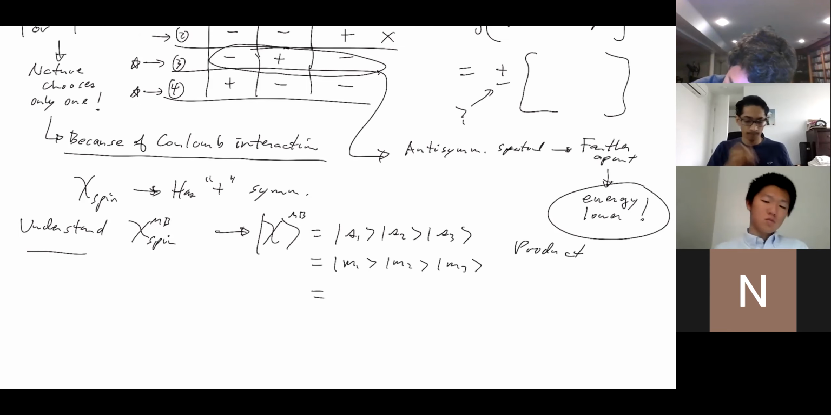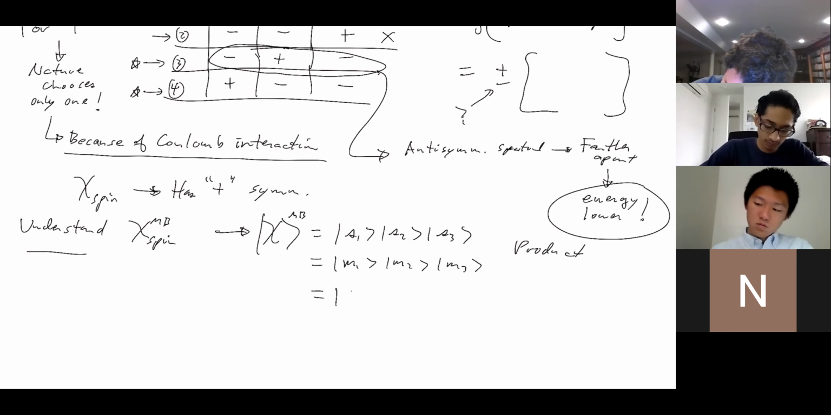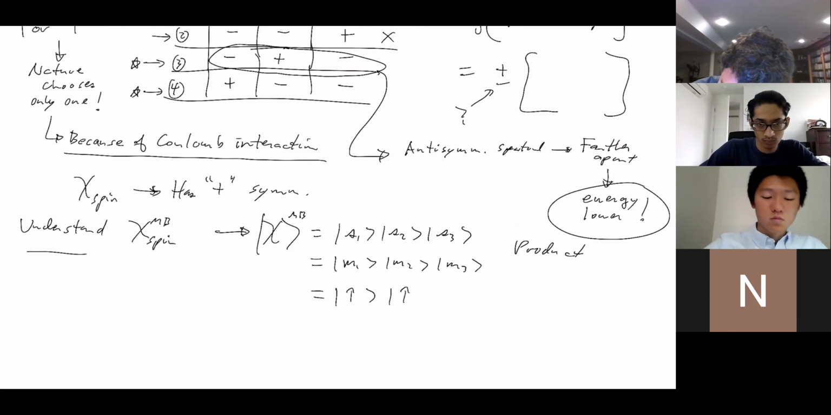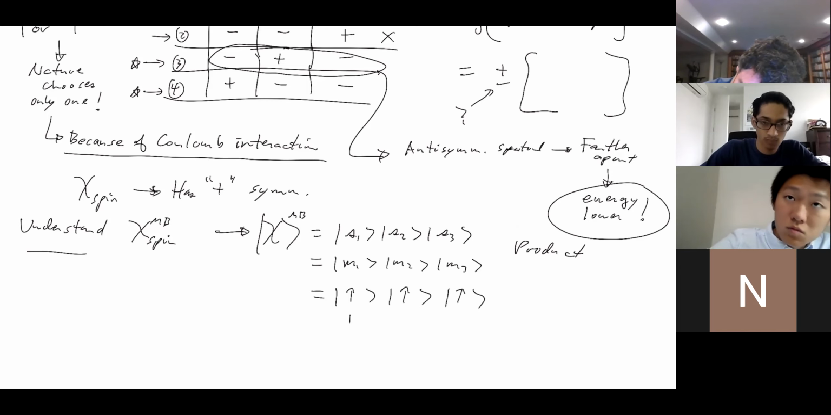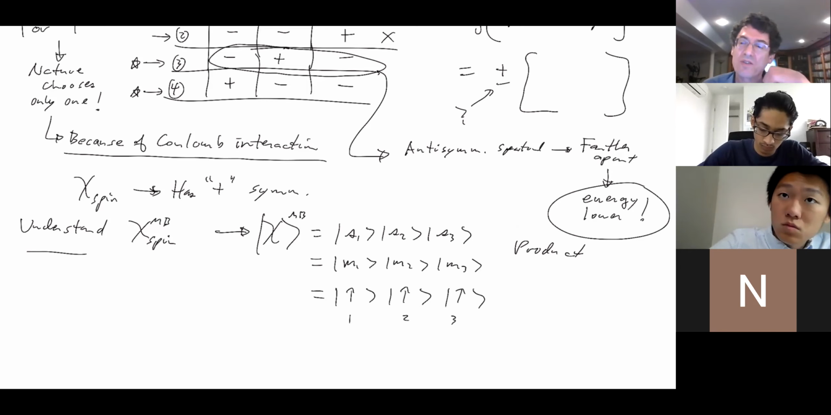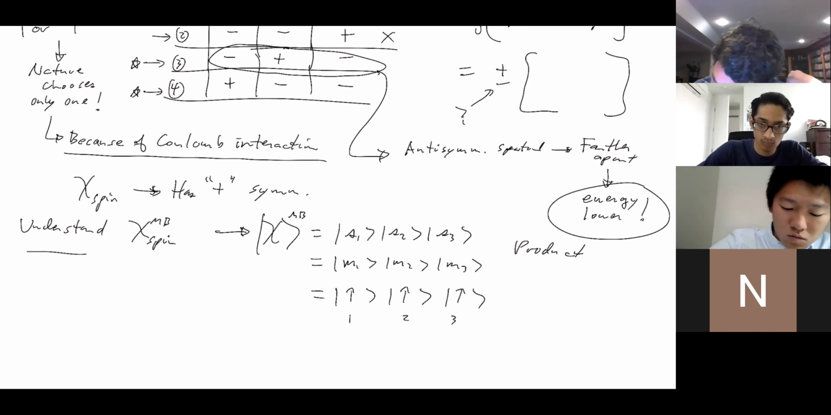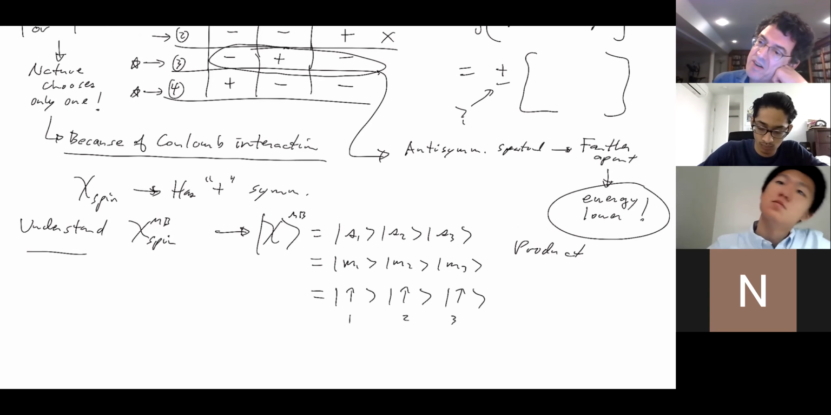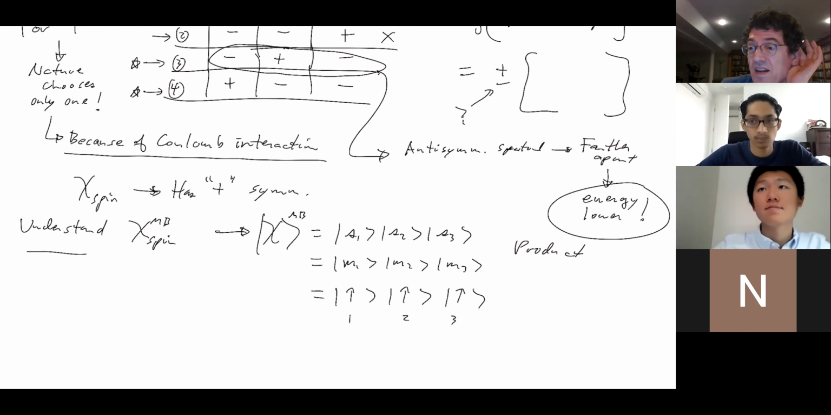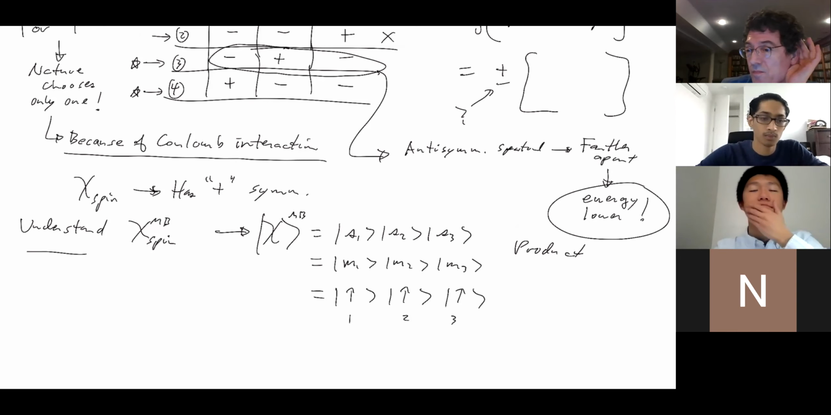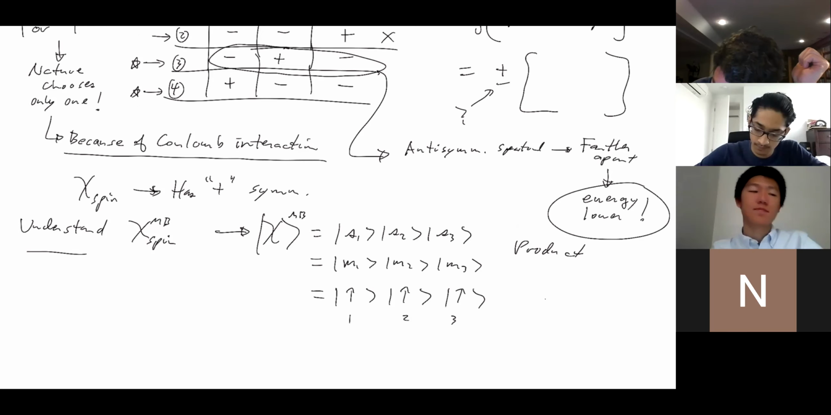Now let's consider this spin wave function, all up. This is particle 1, this is particle 2, this is particle 3. If I exchange any two particles here, is it symmetric or anti-symmetric? Is it symmetrized? Someone tell me. Symmetric. Exactly. So this is symmetric.